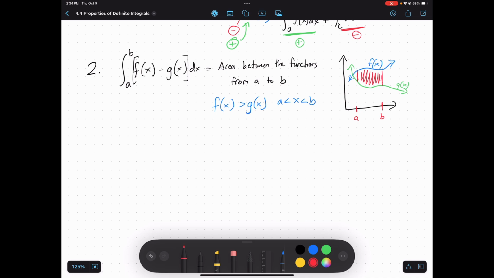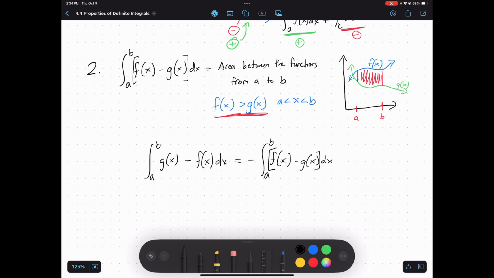But something to keep in mind with these type of problems is sometimes it's tough to know which function is bigger than the other one. So what happens if you mess it up? What happens if you accidentally pick your smaller function to go on top? What if you accidentally write it with your smaller function first, subtracting your bigger function? Well, it turns out all that will happen is you'll get the same answer. Your answer will just be a negative instead of a positive.